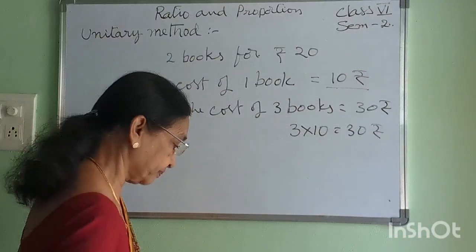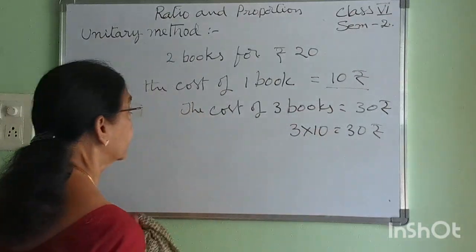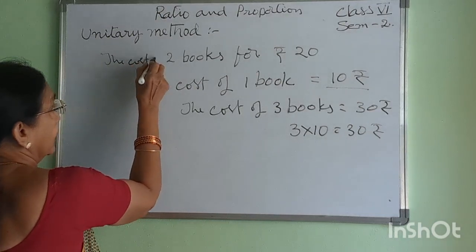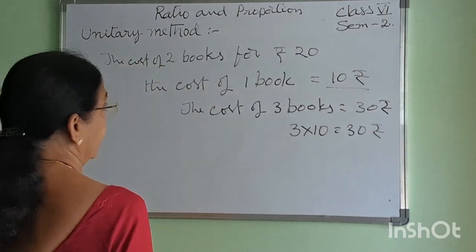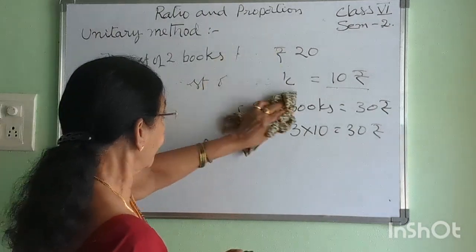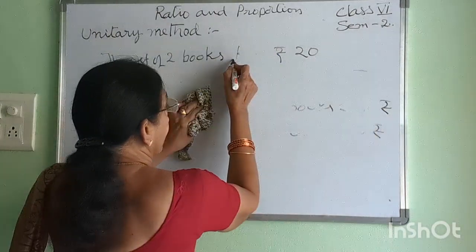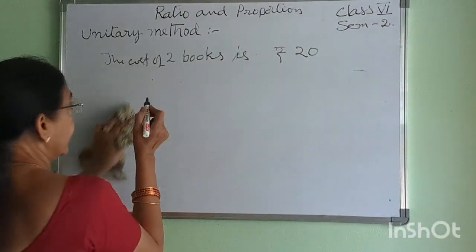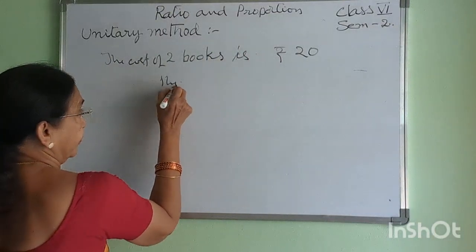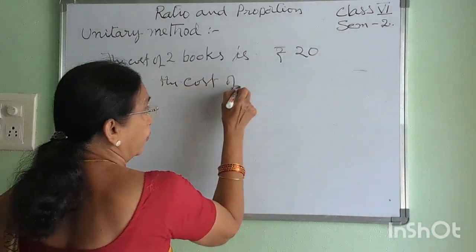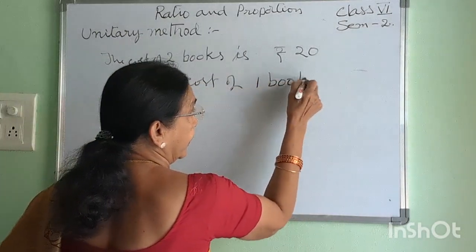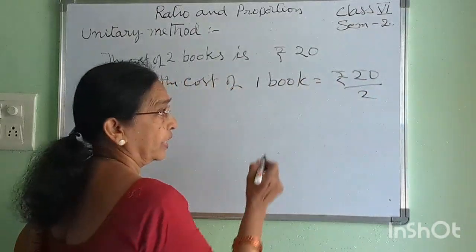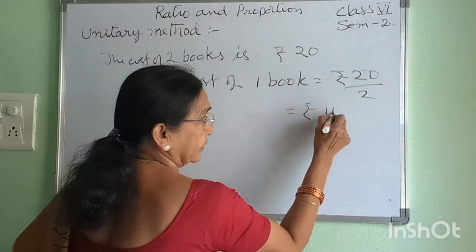In this method, the cost of two books is 20 rupees. Therefore, the cost of one book is equal to rupees 20 divided by 2. That is equal to rupees 10.